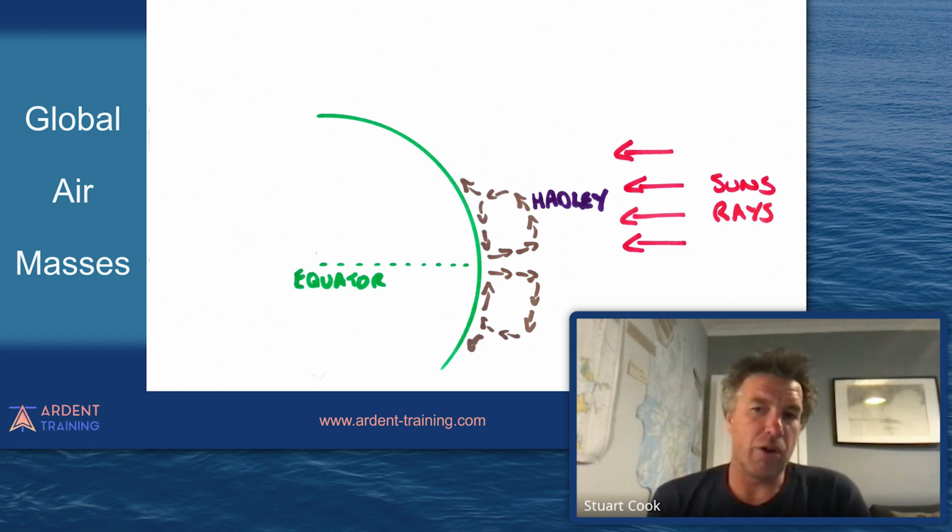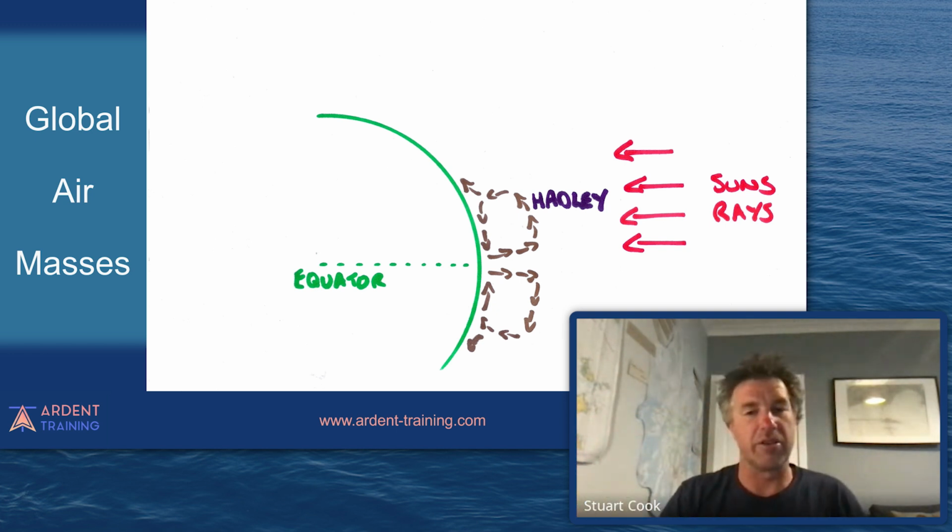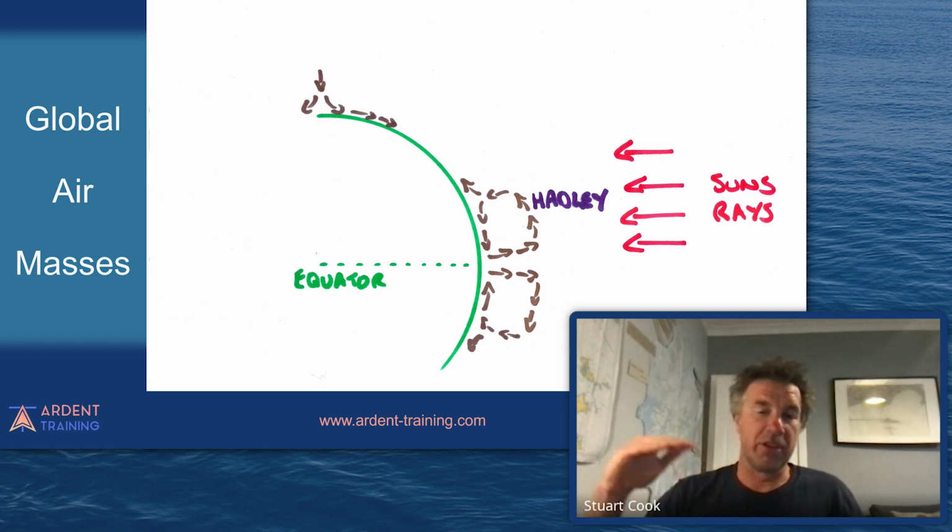Okay, so back to how the sun is heating the Earth. The sun's rays are coming in, and as I say, they're heating the equator and the hot air is rising. But up at the poles, the sun's rays are coming in at a much more oblique angle.